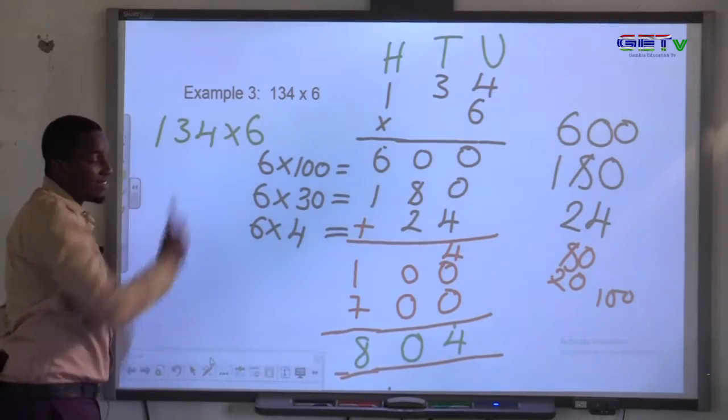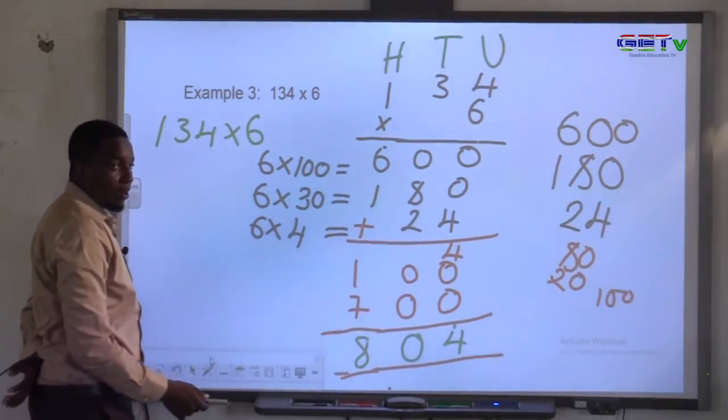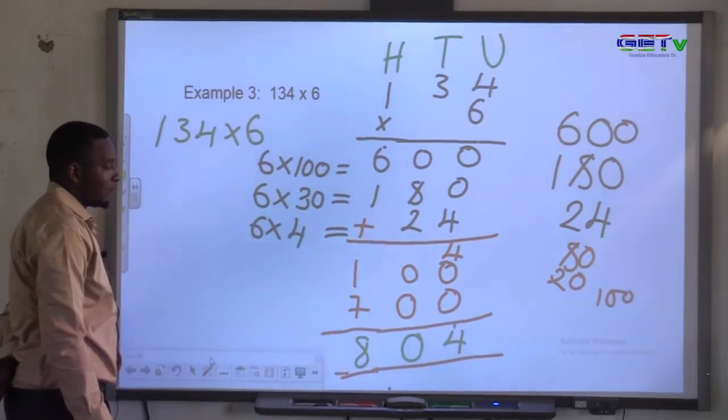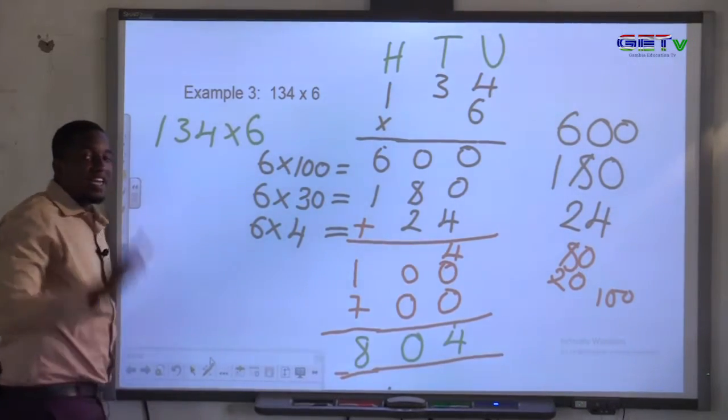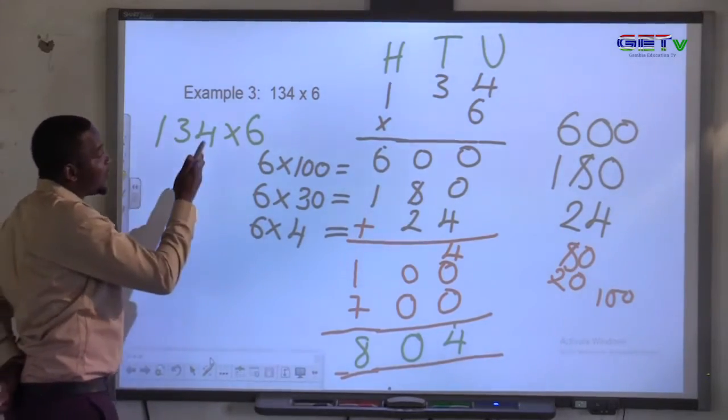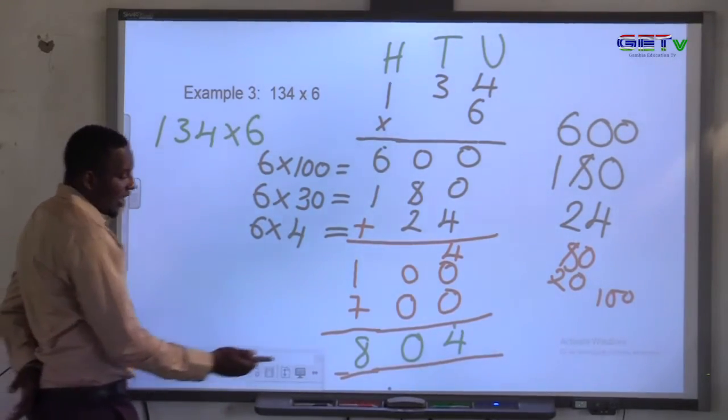So, in general, when we multiply 334 by 6, sorry, that's not 334. It's 134. All right. In general, when you multiply 134 by 6, our answer is 804.